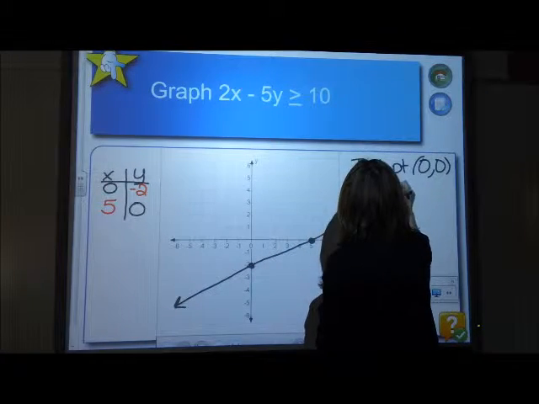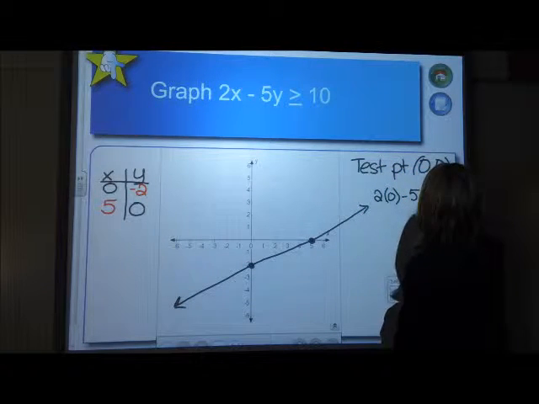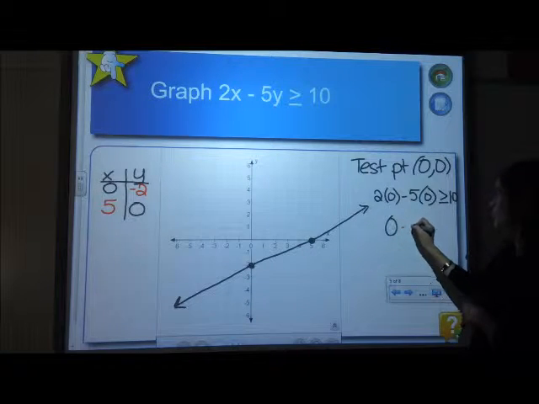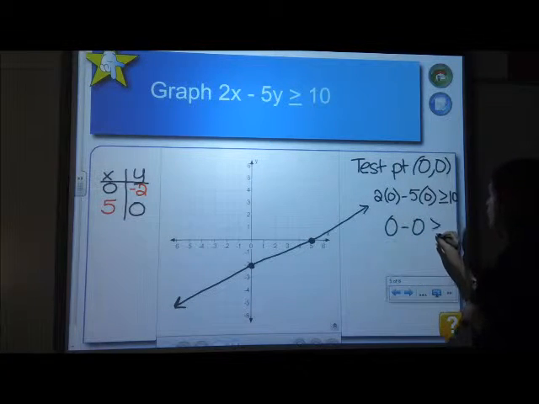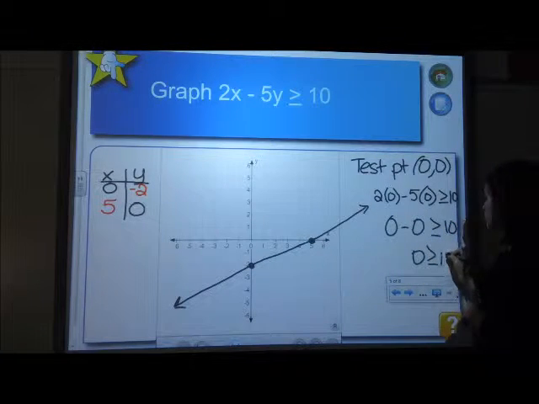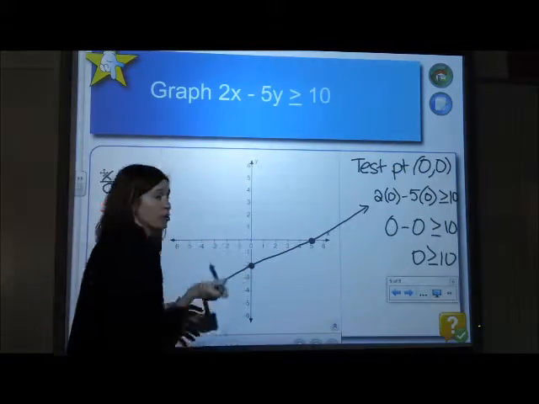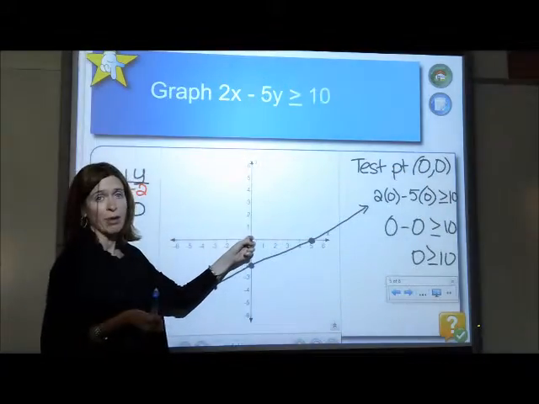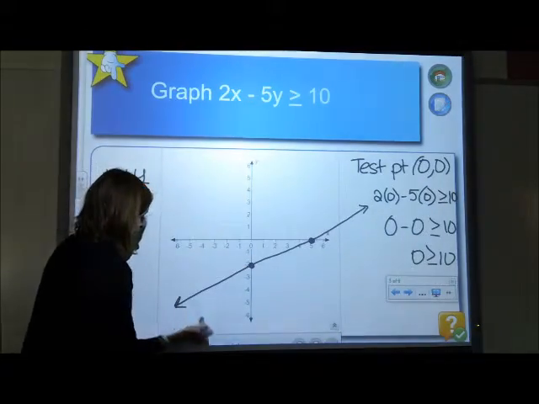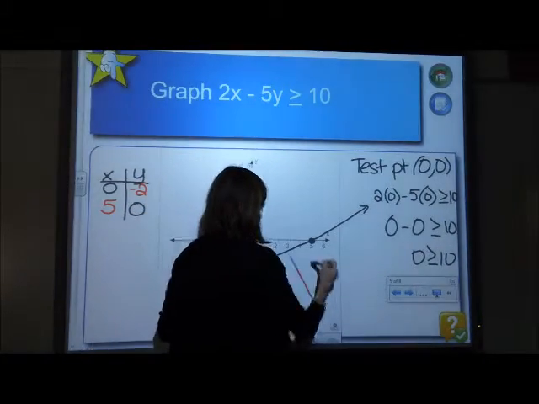I'm going to plug it in to the inequality. So 2 times 0 minus 5 times 0, is that greater than or equal to 10? Well, we've got 0 minus 0. Is 0 greater than or equal to 10? No, it's not. So that means that that is not a solution to the inequality. So 0, 0 cannot be in the shaded region. So that means we have to shade on the other side of the line. So my shading would be this.